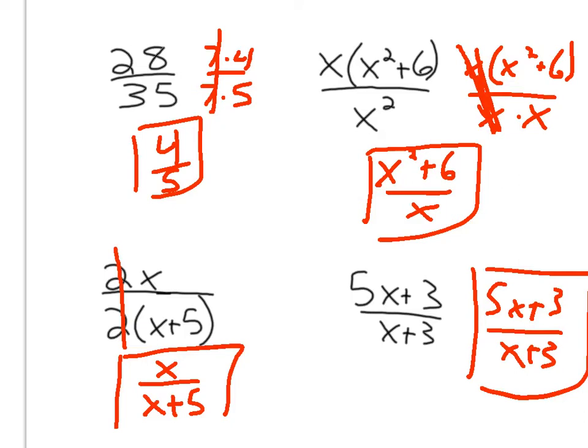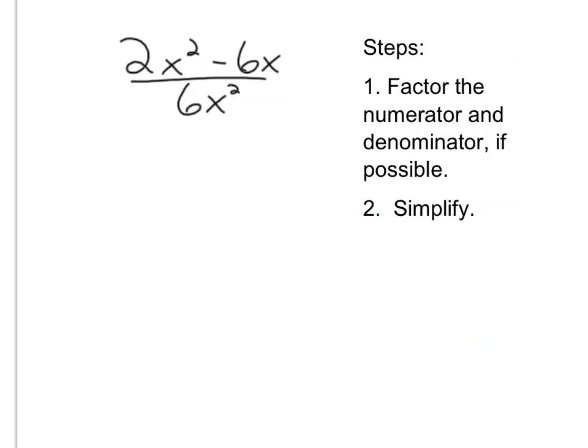Alright, now let's go ahead and do some more examples with these. On this example here, we want to simplify this rational expression. So the very first thing we do is factor the numerator and the denominator if it is possible, and then we're going to simplify. So the very first thing I do is factor the numerator if I can.